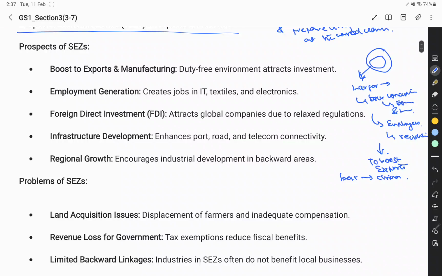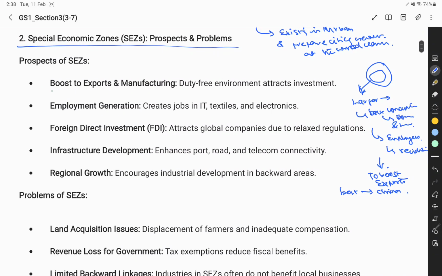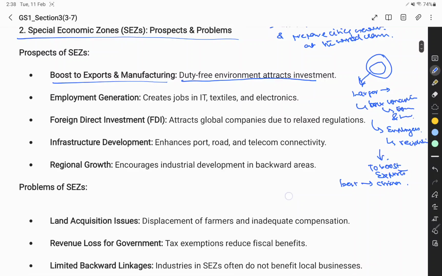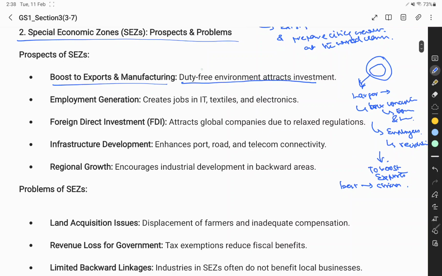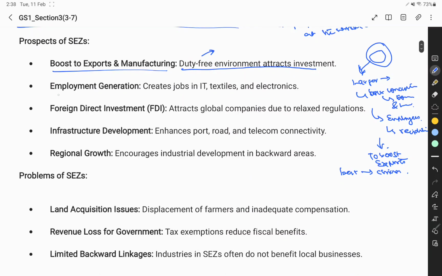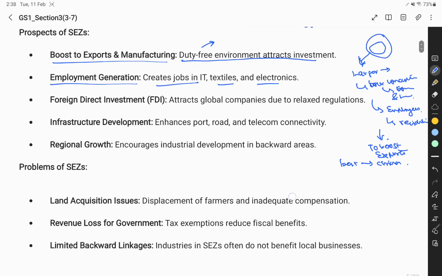So, special economic zones. Some of these are to boost exports and manufacturing. A duty-free environment attracts more investment. Obviously, the lesser the duty, the more the investment. Then employment generation: it creates jobs in IT, textiles and electronics.